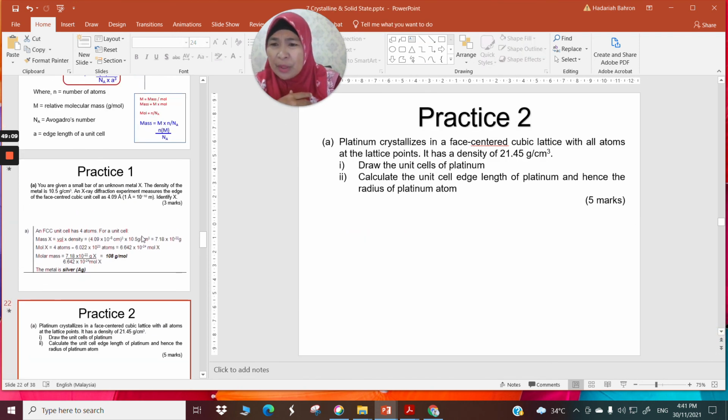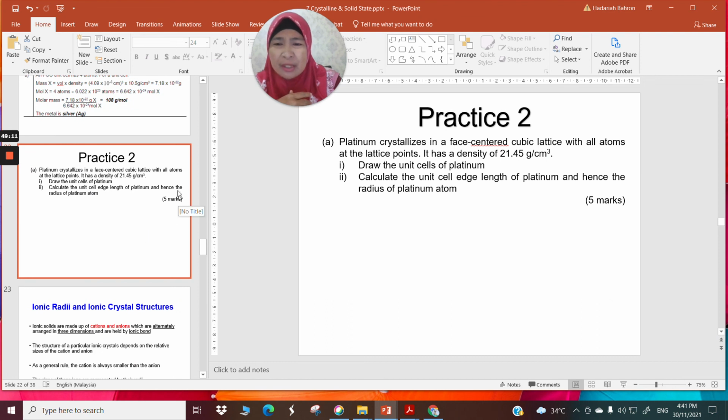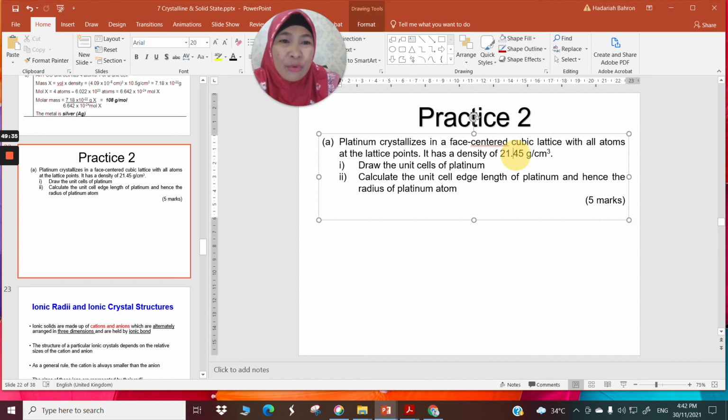So I hope you are okay with that, because I'm going to give you one more practice exercise. So platinum, now this one you don't have to determine what the metal is. Now you are given the metal. Platinum crystallizes in an FCC lattice with all atoms at the lattice points. It has a density of 21.45 gram per centimeter cubed.